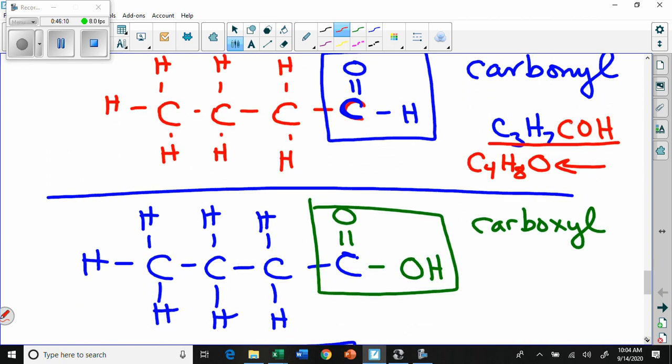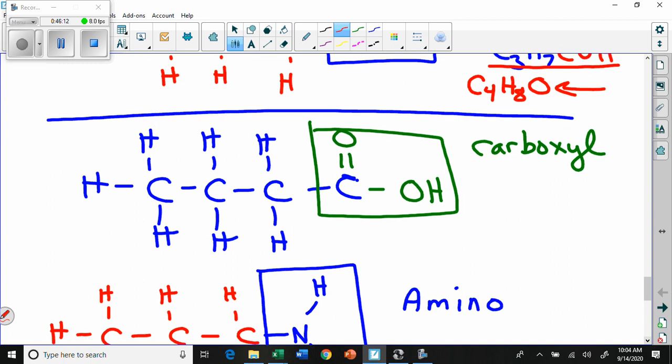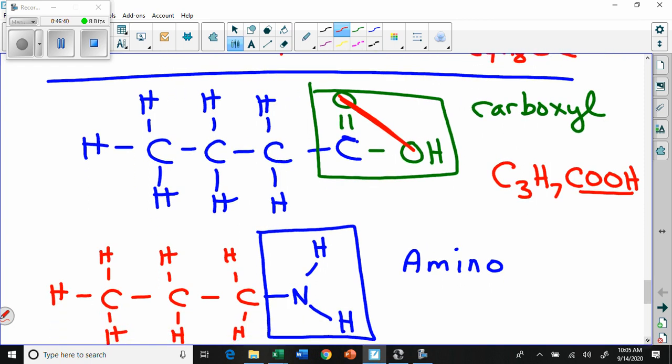The carboxyl, so this one could be written as C3, outside the box. There are 7 H's, H7, and then COOH. That's how we write it. Even though these O's are not bonded together, we still write it this way because, as a shortcut, we just know what that means. So that's another organic chemistry shortcut, right? And you can make this shortcut for all of them.